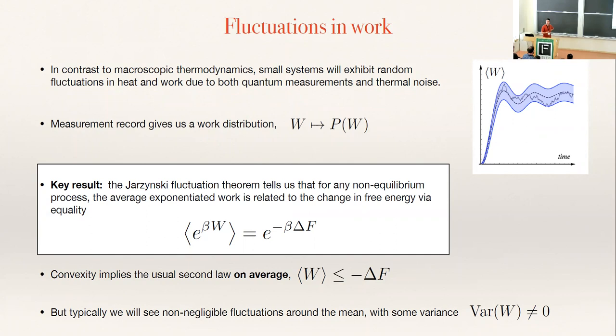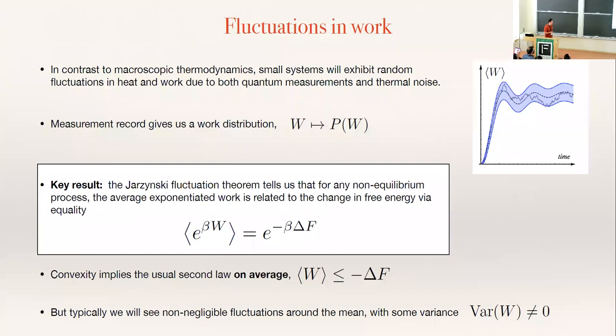One of the key results in both stochastic and quantum thermodynamics is the Jarzynski fluctuation theorem. This tells us that there is a fundamental restriction on the kind of work distributions that we can observe. Really it means that the average exponential of the work is always equal to the exponential of the free energy. This is independent of any process that you take. This is a fairly strong statement, and it automatically implies the second law that we're used to, which is that the work is always bounded by the free energy. However, this is only a statement about what happens on average. So the key thing I want to discuss today is what happens in these more unusual situations where you have fluctuations above this average bound.